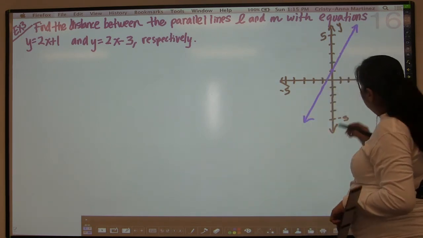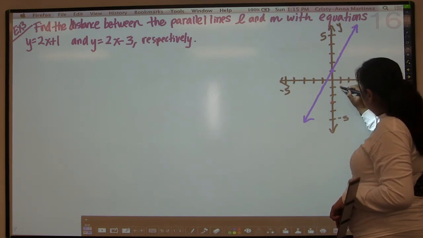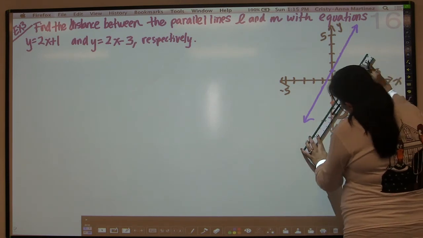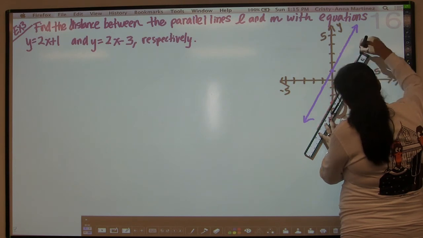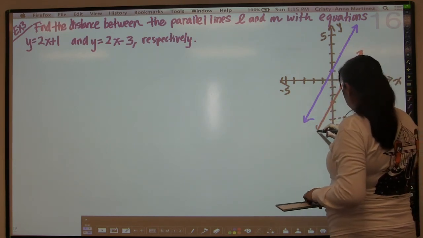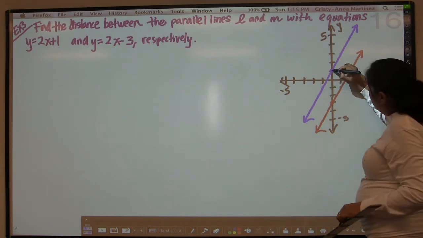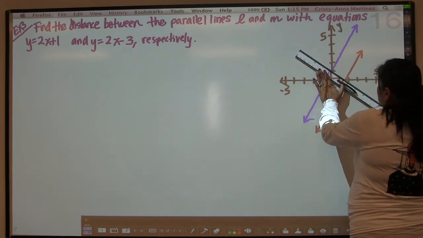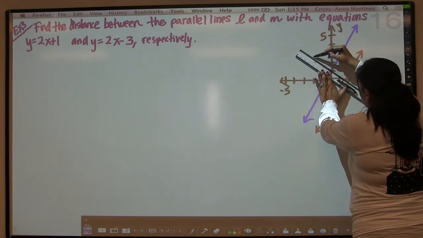Then we have 2x minus 3, so 1, 2, 3. And again, up 2 over 1 or down 2 over 1. And you get this little guy. Okay?